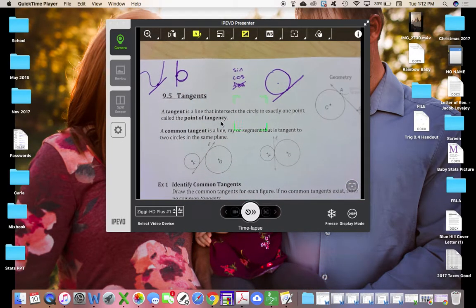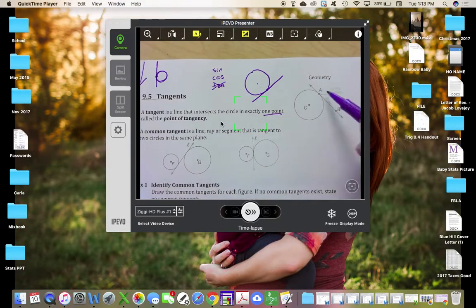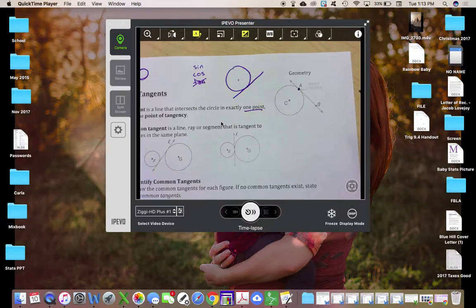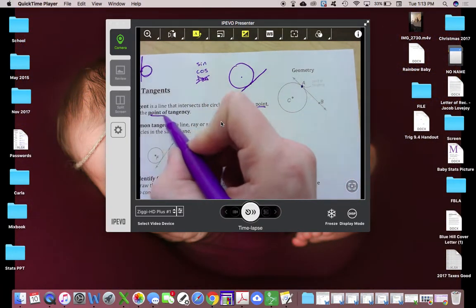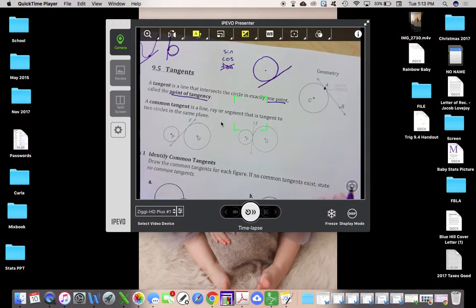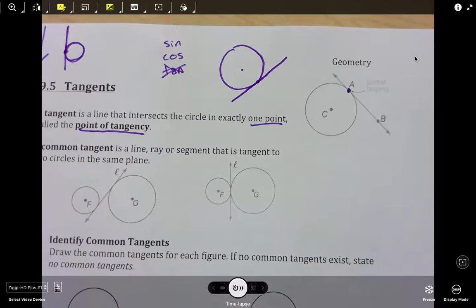All right, so a tangent line intersects a circle at exactly one point. The place where it crosses or intersects is called the point of tangency. If you can see that on your sheet, it's also here. Point of tangency is that place where it's crossing or touching at one point. Whoop, I need to make this bigger, sorry.